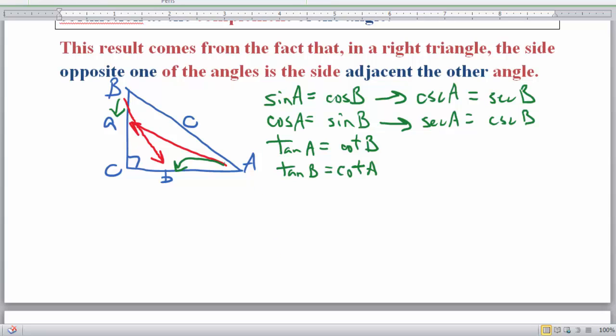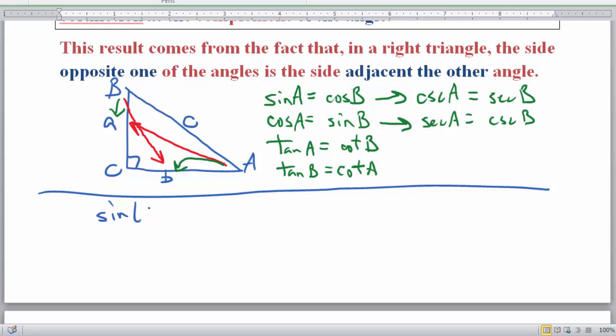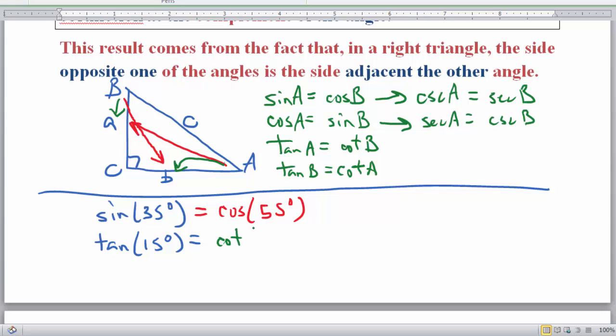And in terms of actual questions that you could be given here, the way they would phrase things is something like, alright, if I have the sine of 35 degrees, express this in terms of its cofunction. So the sine of 35 degrees would be the same as the cosine of 55 degrees, right? Because again, 35 and 55 are complements. So the sine of one angle is the same as the cosine of its complement. If they asked you, alright, well, what is the tangent of 15 degrees equal to, right? The tangent of 15 degrees would be equal to the cotangent of 75 degrees, right?